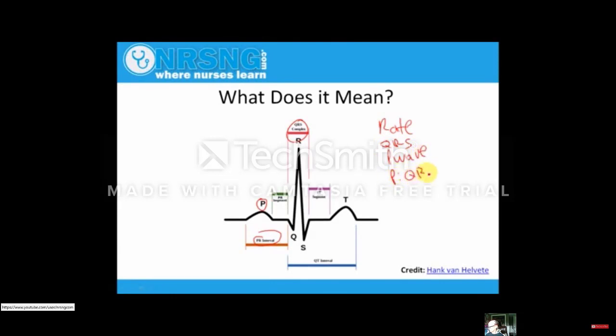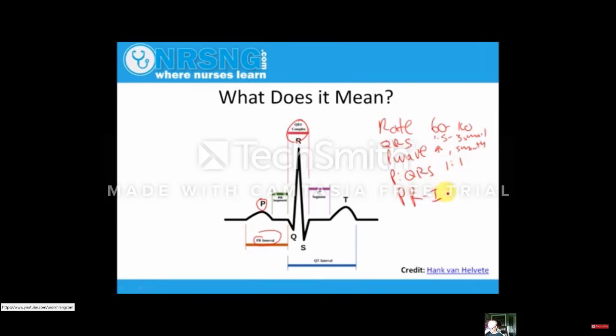Rate, 60 to 100. QRS, are they present? Are they 1.5 to 3 small boxes? P wave, present, upright, smooth. P to QRS, we want it to be 1 P for every QRS. And our PR interval, we want them to be 3 to 5 small boxes.